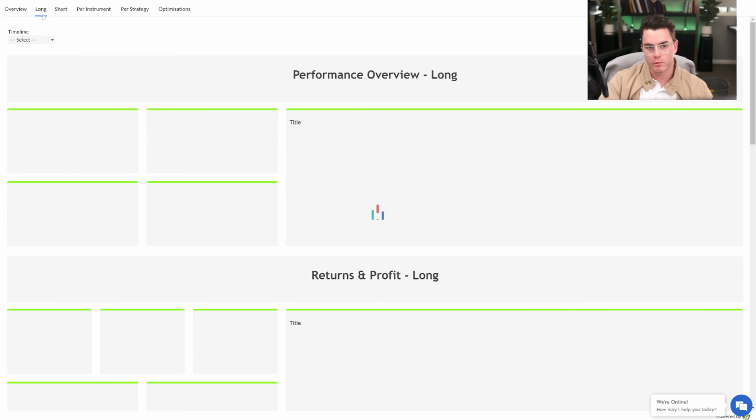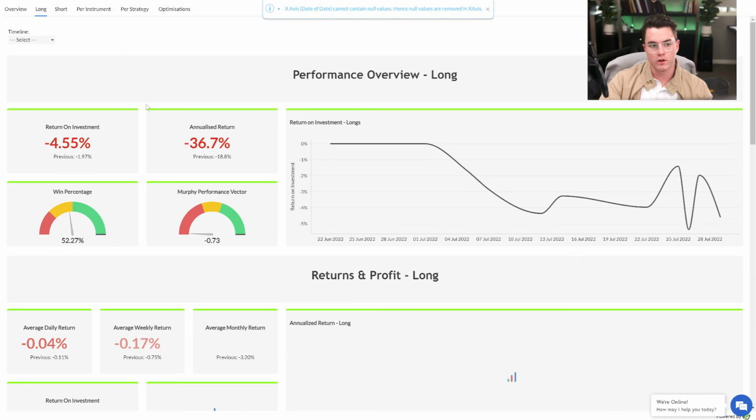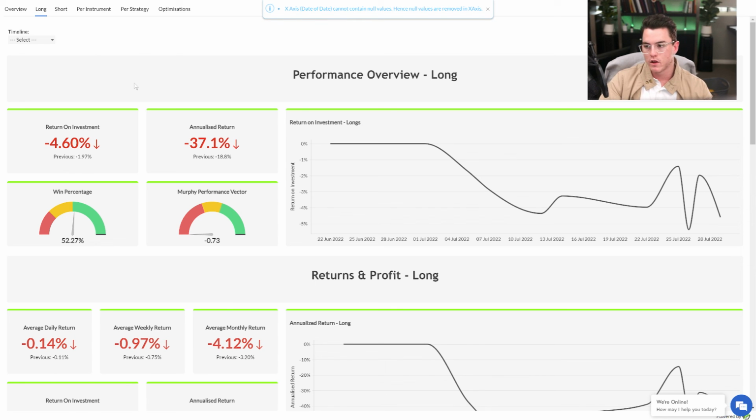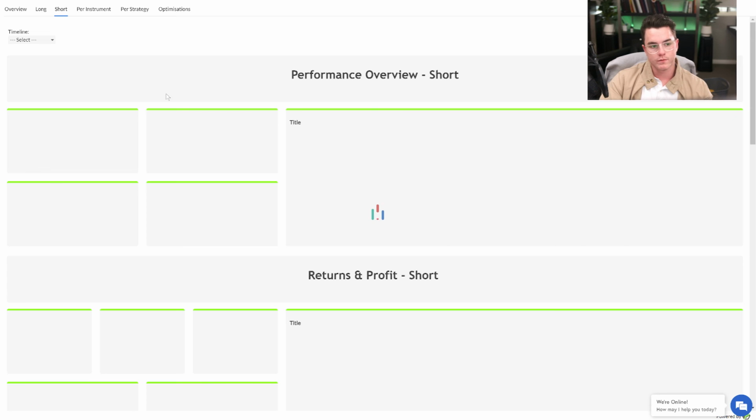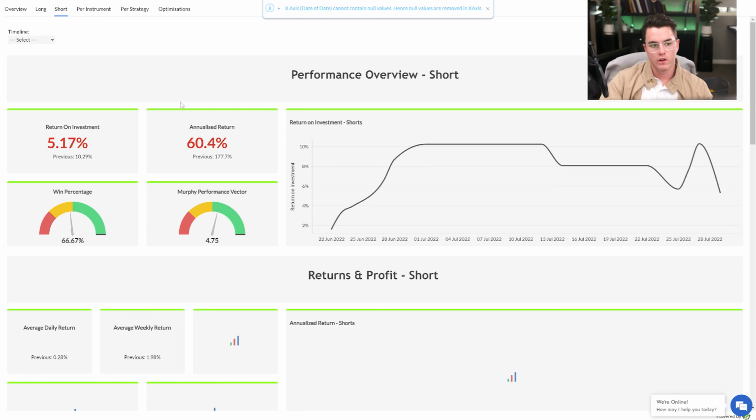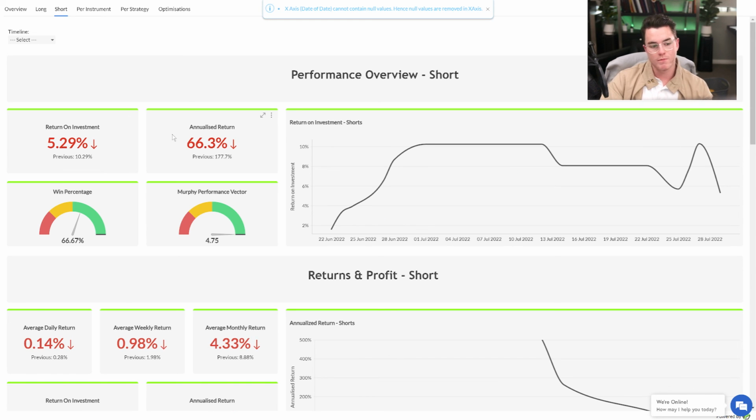And also, this has been there for the entire time. You've got the long versus short performance breakdown. So this particular client, longs not performing so well, maybe reduce the position size on those a little bit. And then on the short, we've got some really good returns. Maybe let's focus on the shorts a little bit more.